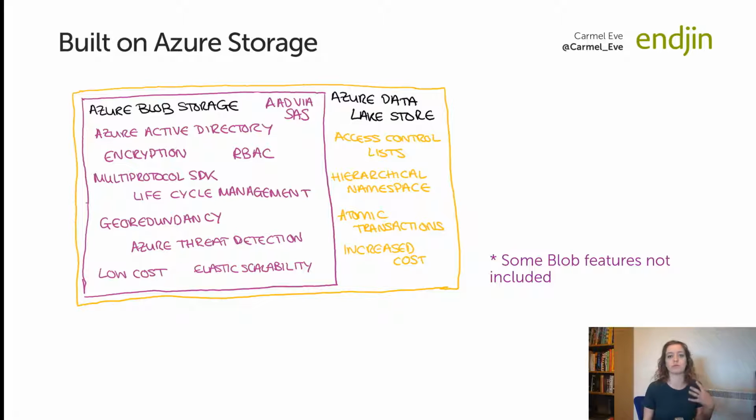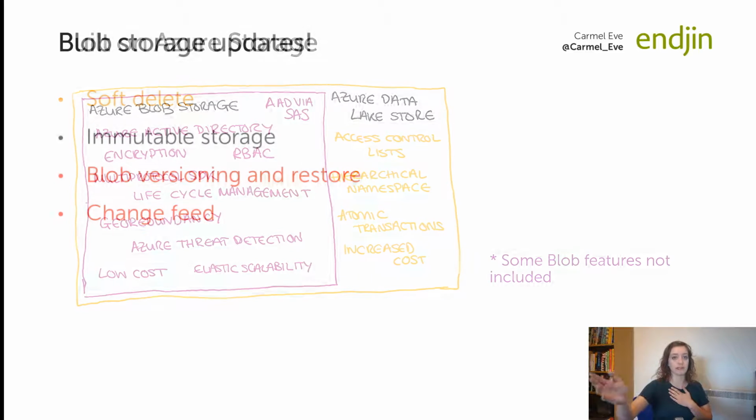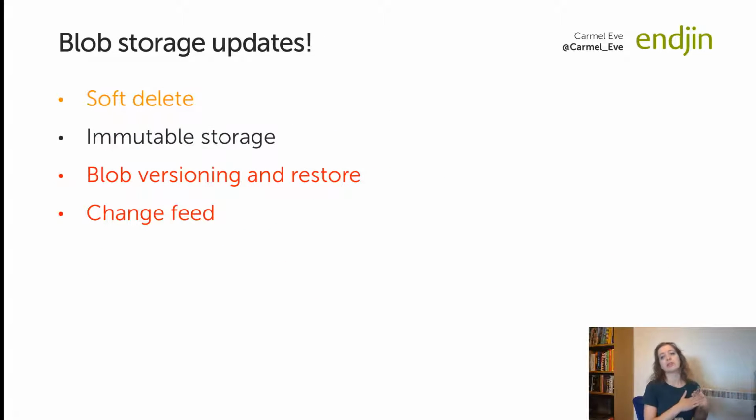I've put a star here because some blob features aren't currently included in Data Lake, and usually these are the new features which are yet to make it through to the hierarchical namespace enabled storage accounts. Some of these you can see here. Since I first wrote this talk, which seems like quite a long time ago, there have been quite a lot of updates to Blob storage. Some of these are supported for ADLS, some of these aren't, but all of them are very much on the roadmap to be added into support.